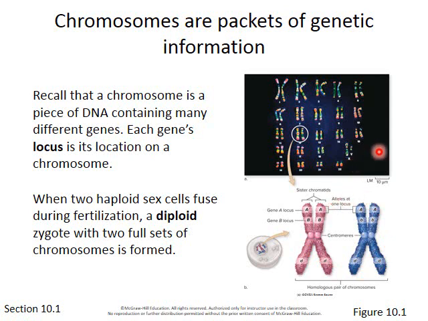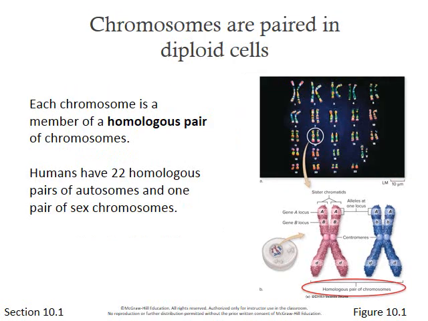And here is a karyotype again of a human genome, 1 through 23: 1 through 22 are autosomes, and then there is one pair of sex chromosomes. And as you can see, this one is a male, X and Y. Each chromosome is a member of a homologous pair of chromosomes.